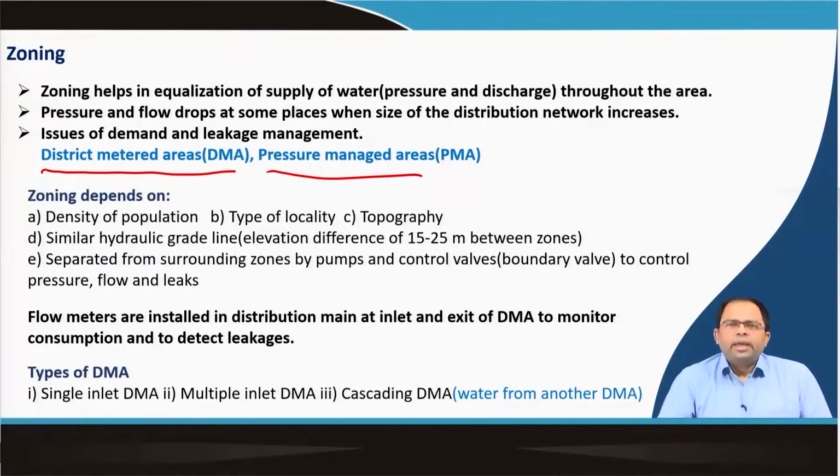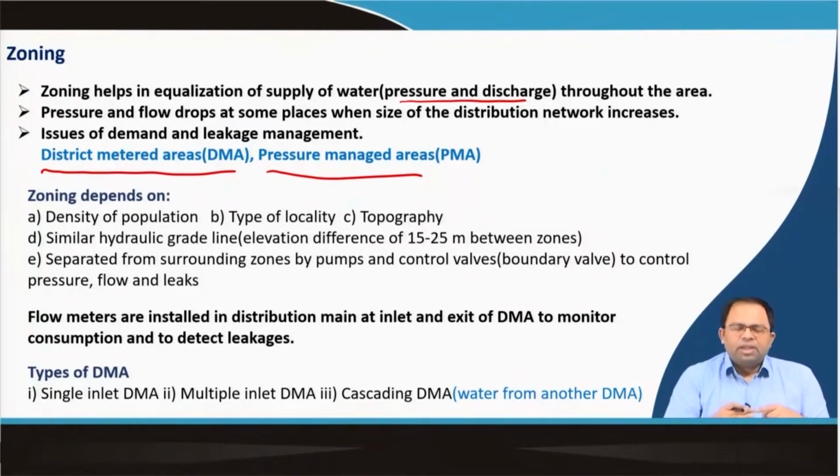Now, what does zoning help with? Zoning helps in equalization of supply of water throughout the area. And what does equalization mean? There is pressure and the discharge. Now, why does equalization fail? Whenever we have a very large area to serve, of course, the water starts far away, then it reaches the service area, and within the service area also it has to travel a lot. So, the pressure available at the beginning of the service area and the pressure available at the end is not the same. The pressure gradually falls down.